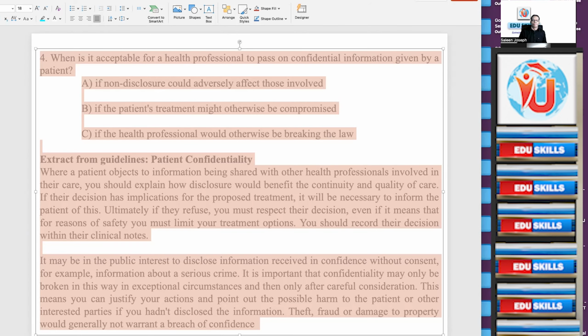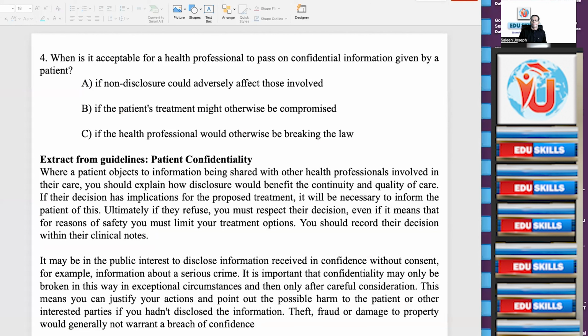When is it acceptable for a health professional to pass on confidential information given by a patient? A. If non-disclosure could adversely affect those involved. B. If the patient's treatment might otherwise be compromised. C. If the health professional would otherwise be breaking the law. Extract from guidelines, patient confidentiality.